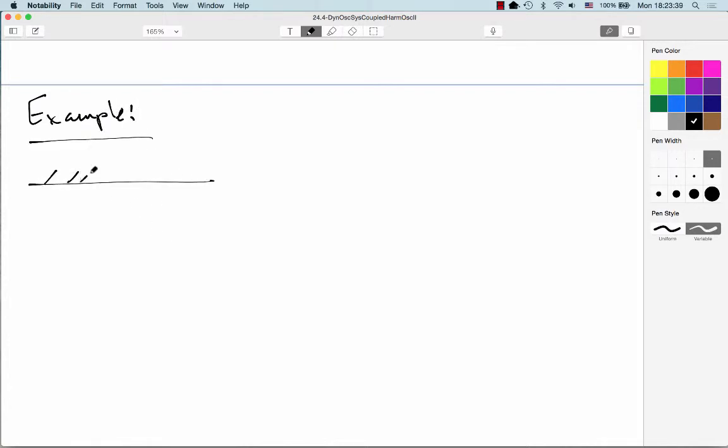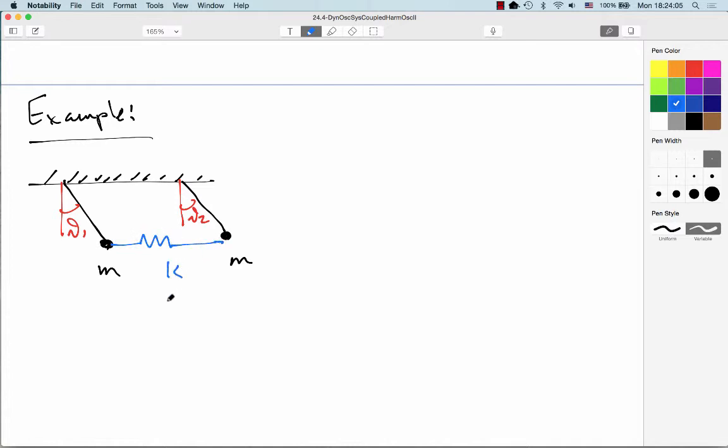So, for instance, let's have a ceiling, and we're going to attach 2 pendula. Both have a bob of mass m. So the obvious generalized coordinates are theta 1 and theta 2. And then we're going to put a weak spring, K, between the two. And while we're at it, we'll also pinky swear that the oscillations will be small.